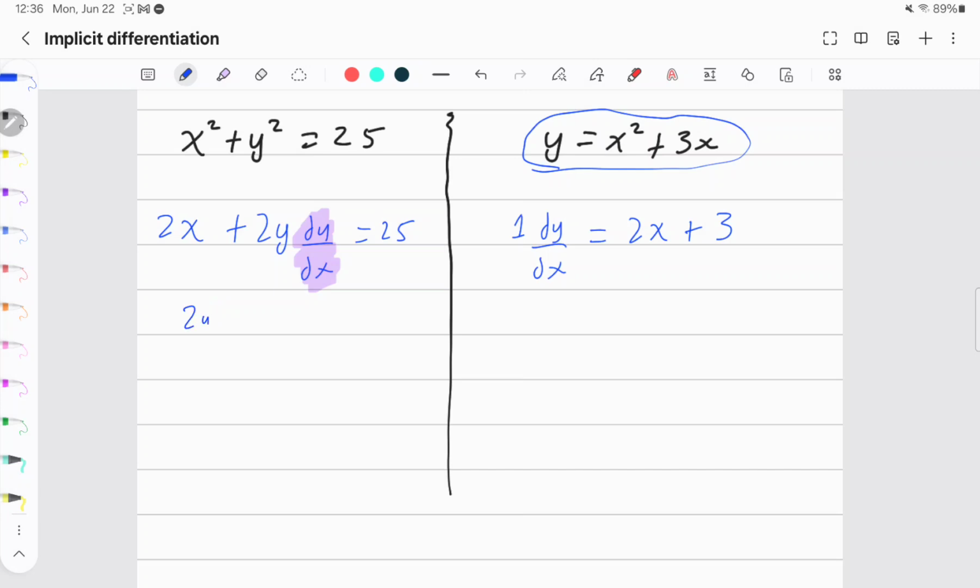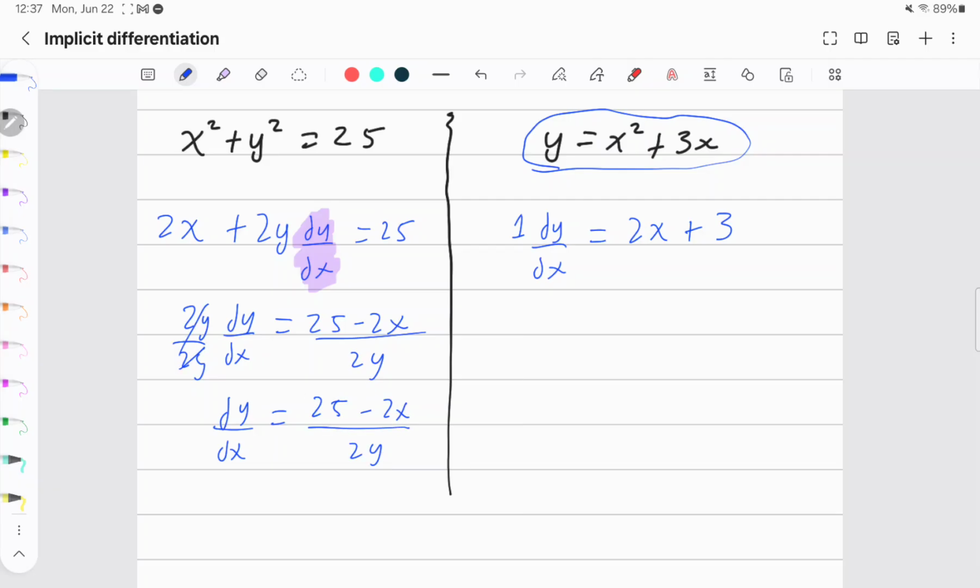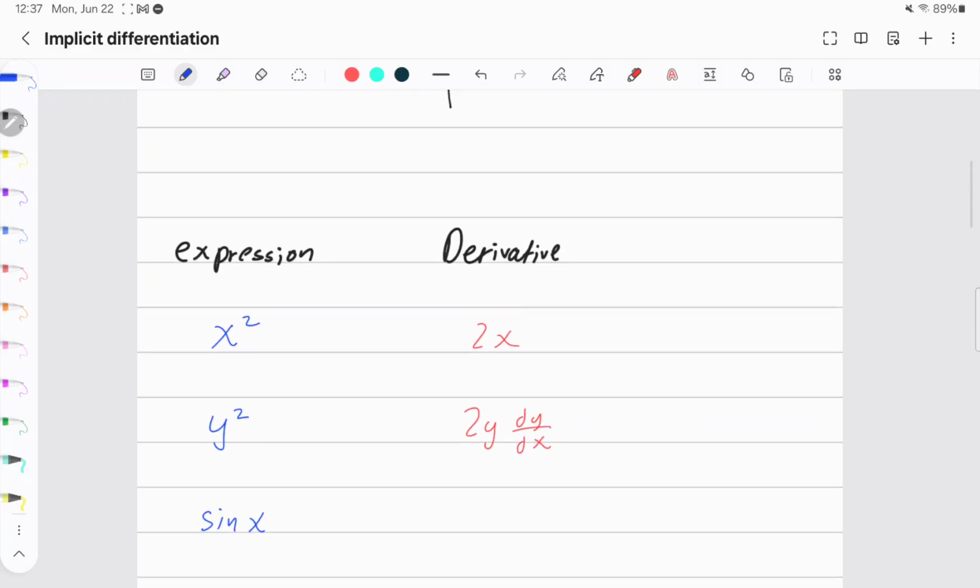It's going to be something like 2y dy over dx stays the same, 2x goes on the other side, so it's 25 minus 2x. And then you divide both sides by 2y. And dy over dx would be 25 minus 2x divided by 2y. Pretty simple. Sometimes the question could give you examples using the product rule or quotient rule.